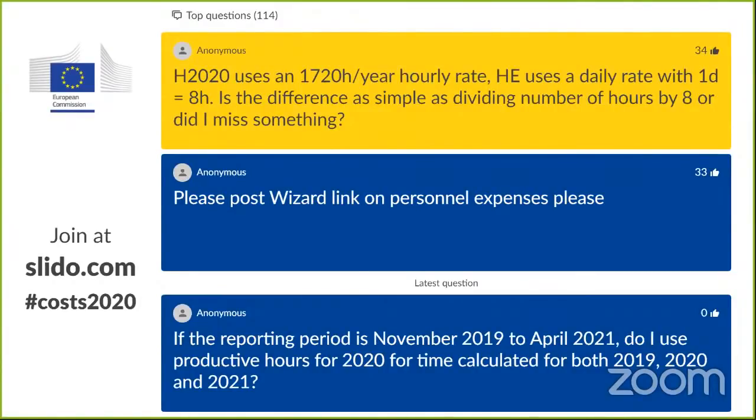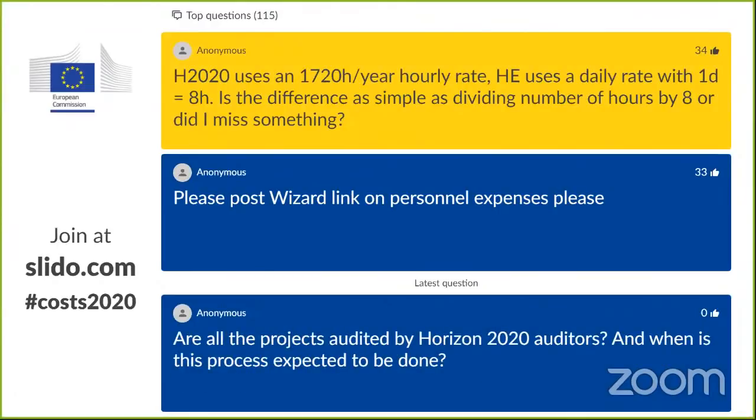Yes, but please, particularly for those of you that are not yet in Horizon Europe and perhaps don't have Horizon Europe in mind yet, don't be confused about this. I will be relatively short. Horizon 2020, as I have said, personnel cost calculation is completely based on hours.